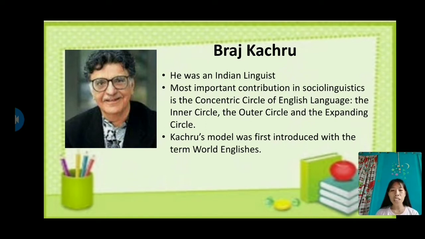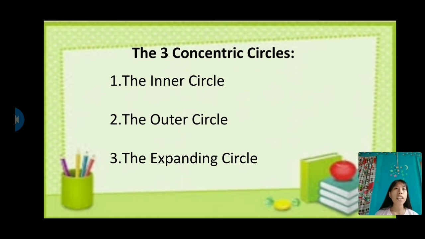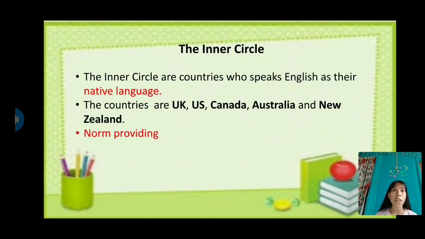To better understand the use of English and the domains of language used in different countries, Kachru conceived the idea and devised a model of three concentric circles: the inner circle, the outer circle, and the expanding circle. So first, let's have the inner circle.